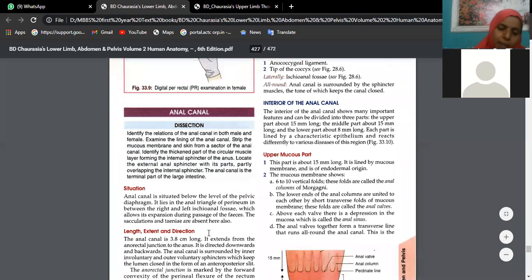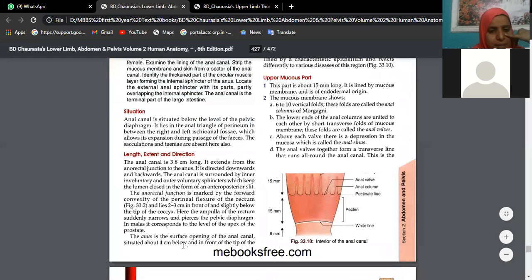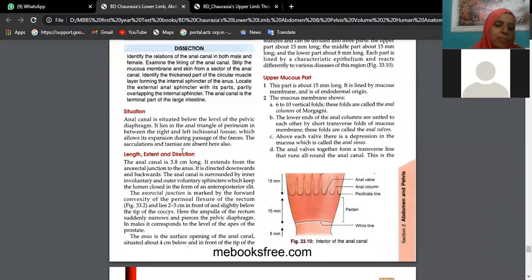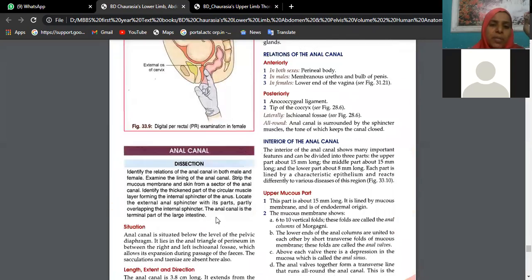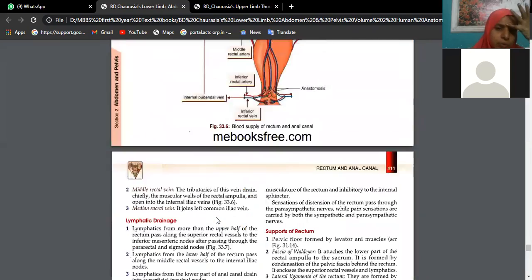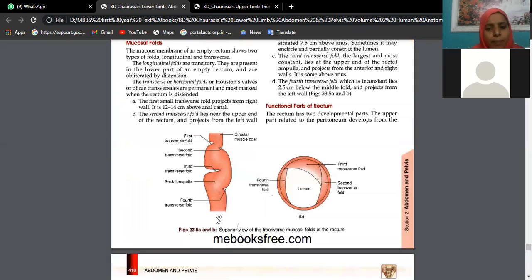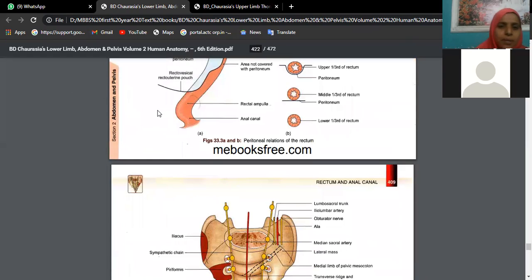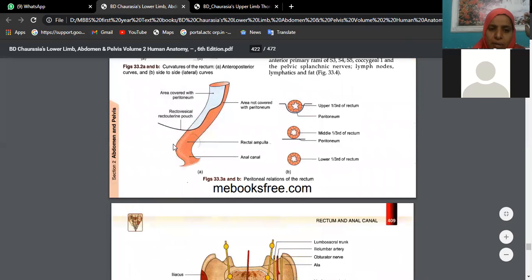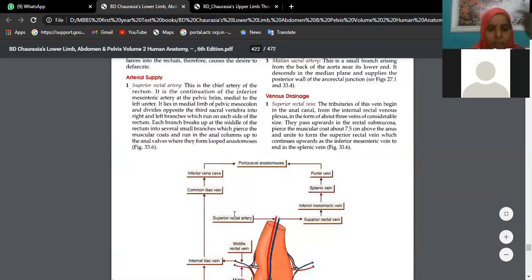Now, what is the length? It is 3.8 centimeters, and the continuation of the rectum is the anus. There will be an anorectal junction where you will see a forward convexity. This picture has been shown to us in the rectum topic. Let us see it better. This is the anterior curvature of the rectum and this is the curvature of the anal canal. That means at the junction of rectum and anal canal, there is a sharp bend or fold. And this is opening to the exterior.